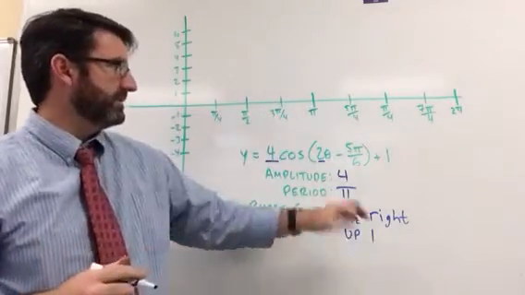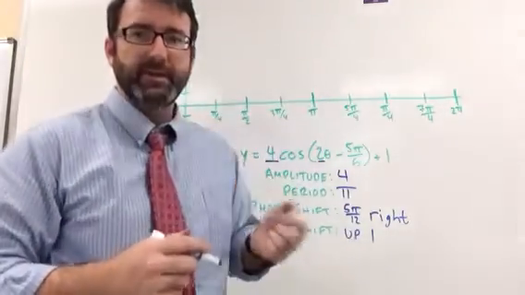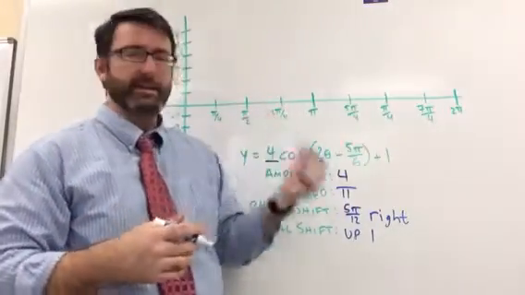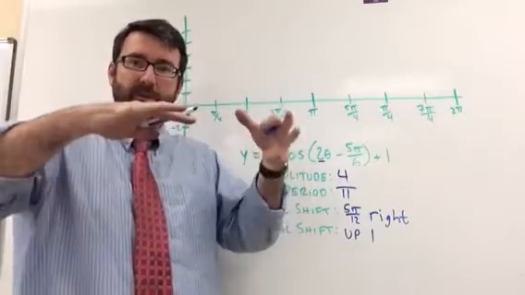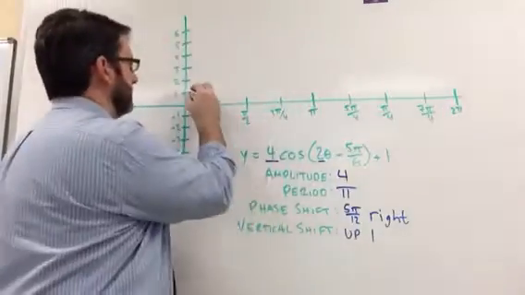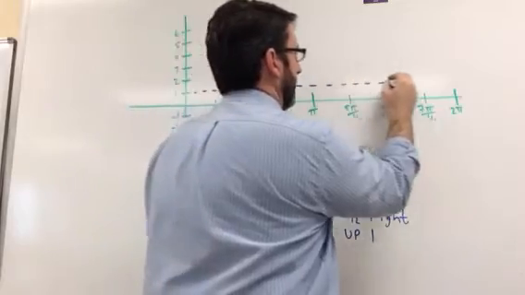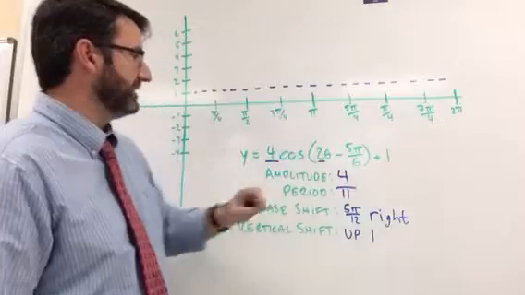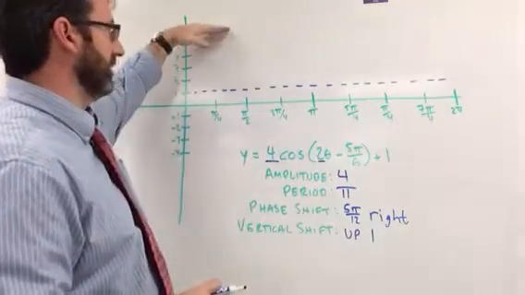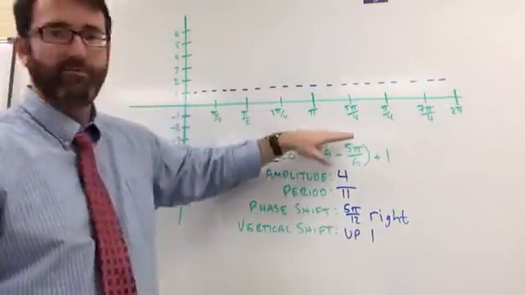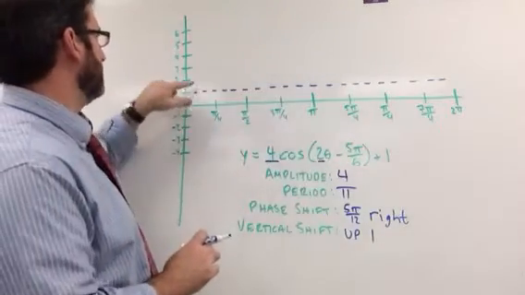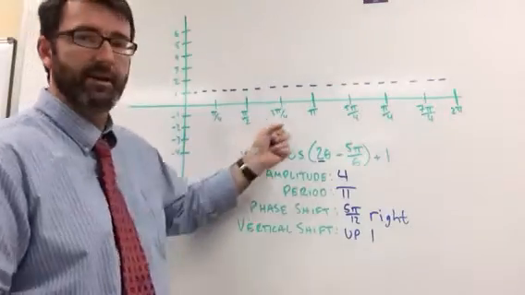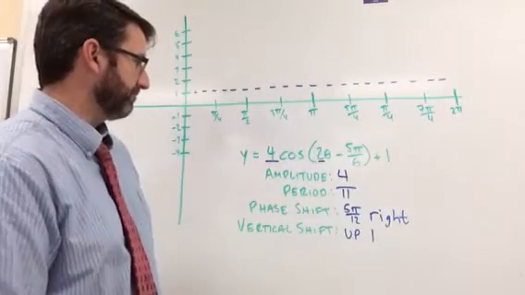So let's start with the vertical shift when we go to graph this, because the vertical shift is going to give us our midline. The midline is normally at 0 for a cosine function, so shifting the whole thing up 1 is going to give us a midline right here at y equals 1. The amplitude tells us that we're going to go up 4 from that midline and down 4 from the midline. So up 4 is going to give us a maximum of 5. Down 4 is going to give us a minimum of -3.